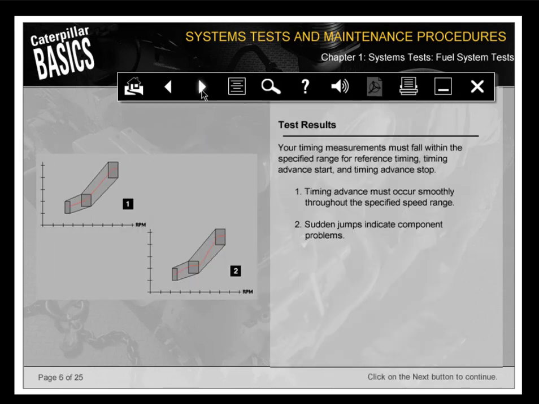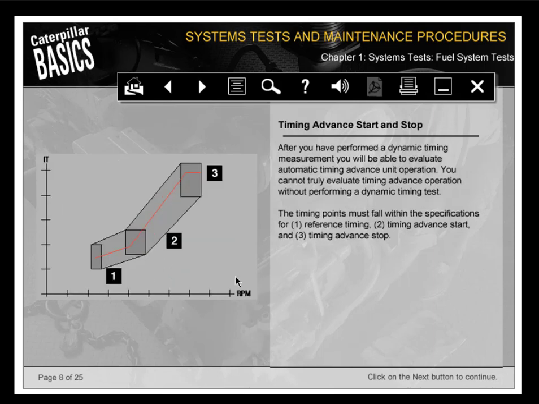Your timing measurements must fall within the specified range for reference timing, timing advance start, and timing advance stop. Timing advance must occur smoothly throughout the specified speed range. Sudden jumps indicate component problems. After you've performed a dynamic timing measurement, you'll be able to evaluate automatic timing advance unit operation.